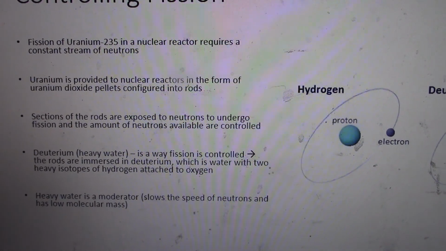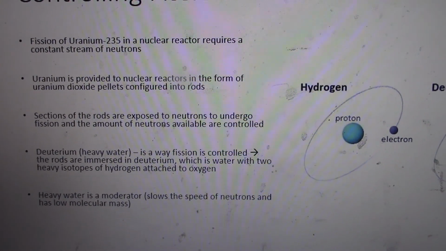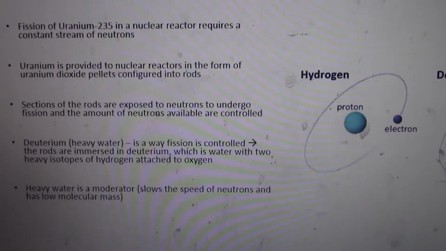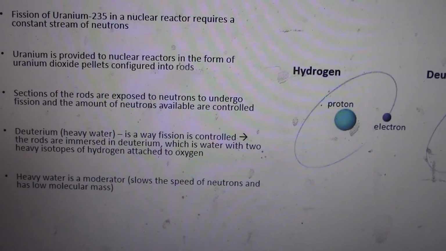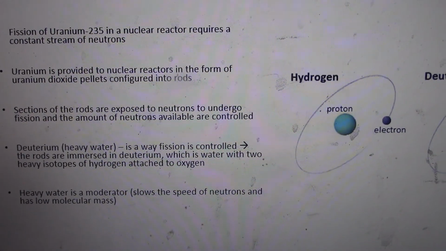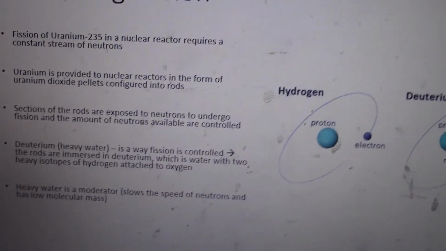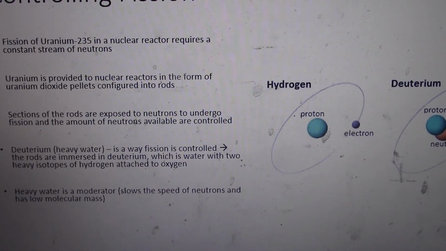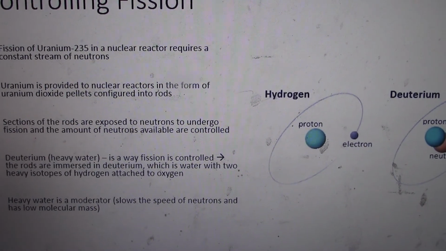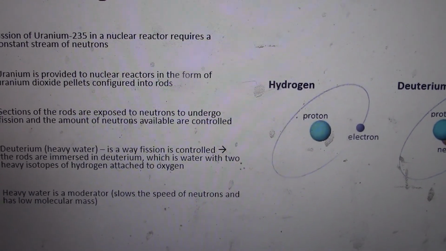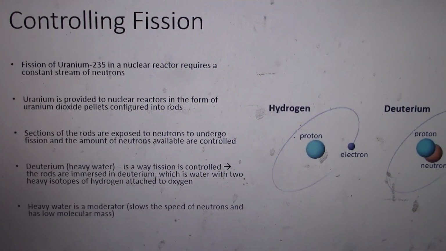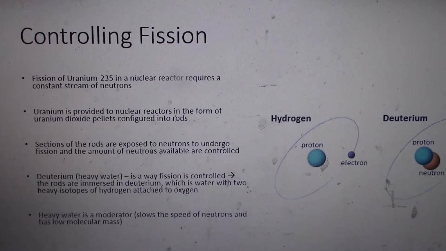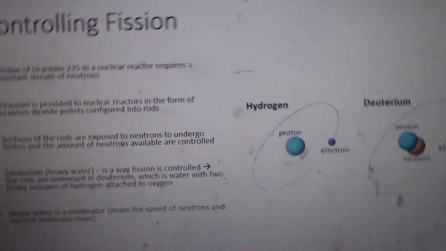Sections of the rods are exposed to neutrons to undergo fission. So we don't expose the whole uranium rod. We open up parts to smash neutrons in. And then the uranium rods are held in deuterium, so heavy water, water with an extra neutron. It slows the speed of the neutrons and helps us control when the neutrons smash the uranium pellets. And it helps us control the rate of reaction in a fission reactor.